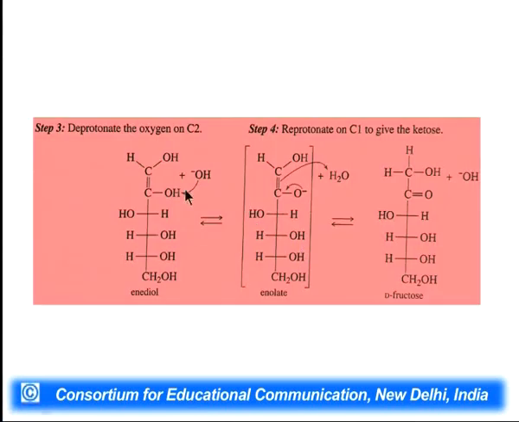So if we look into the structure of the enediol, I am showing you the formation of fructose here. The base OH minus picks up a proton from here, again resulting in the formation of the enolate ion. And if by chance this base had picked up a proton from the C1 carbon, we would have got an enolate at this position. Since we are getting this enolate ion, what happens in the next step?